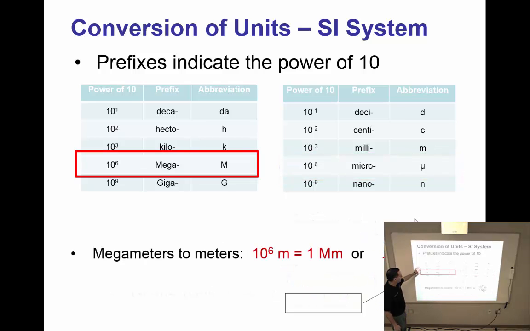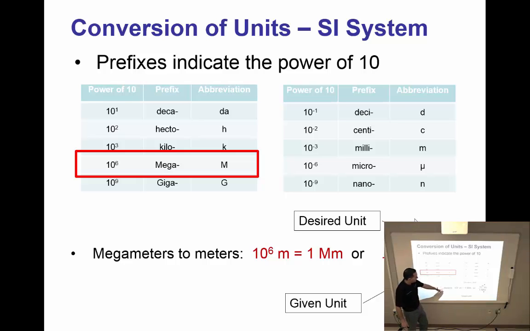One more example using this here. I want to convert from megameters to meters. So as an equivalency, 10 to the 6 meters, this is coming right off of this chart, is equal to 1 megameter, or I can write the conversion factor 10 to the 6 meters divided by 1 megameter.